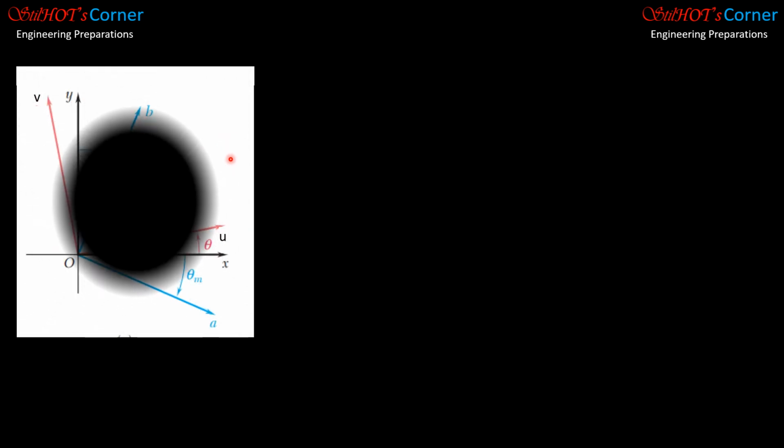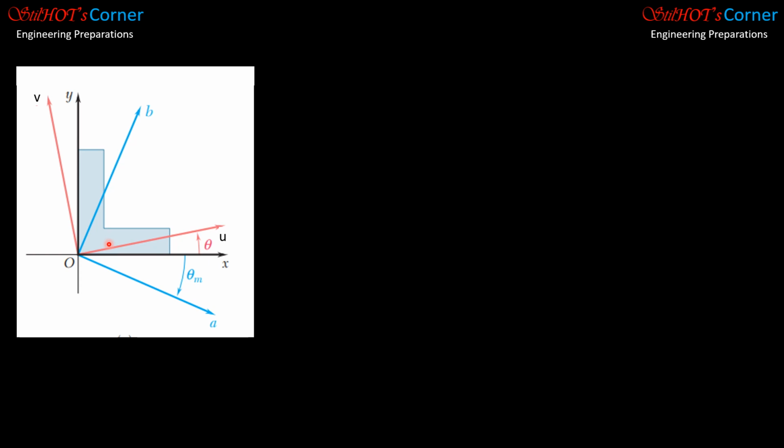So in this video, let's have German engineer Otto Mohr's approach in determining the moment of inertia with respect to any axis associated with a fixed point and the principal moments of inertia, which will be located by the principal directions.